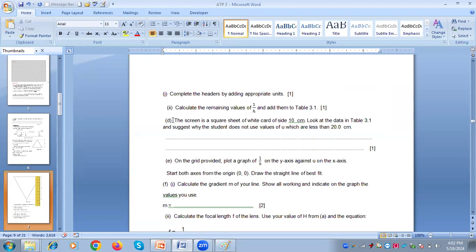Now here there is one part before the graph. The screen is a square sheet of white card of side 10 centimeter.